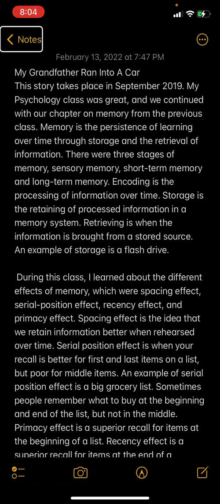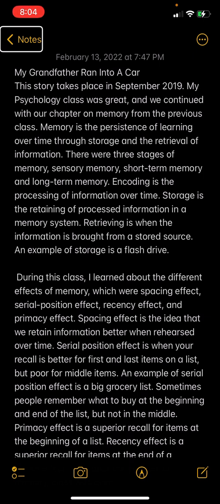This whole week in psychology class, we were learning about a process called memory. And memory is basically the persistence of learning over time through storage and the retrieval of information. There were three main types of memory, and I don't remember any of them. All I remember is the types of memory they went over, and they're sensory memory, short-term memory, and long-term memory.